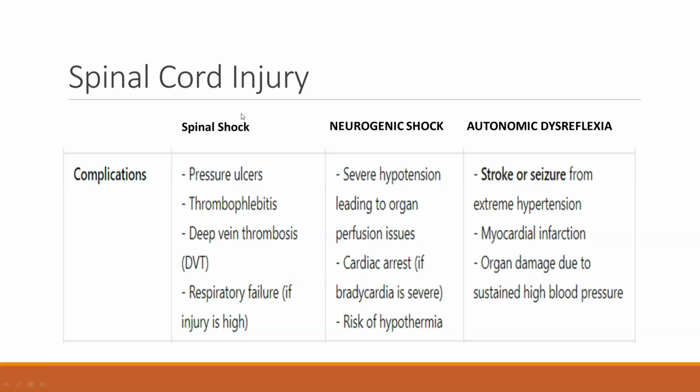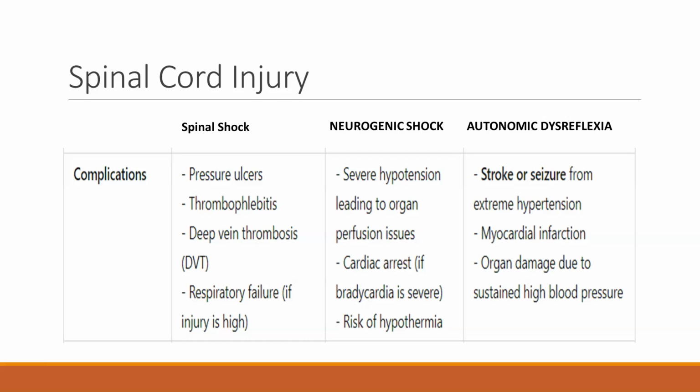So here I wanted to go through and just break down the various differences between spinal shock, neurogenic shock, and autonomic dysreflexia. Complications: for spinal shock, pressure ulcers, thrombophlebitis, DVTs, respiratory issues. Now you get into the bad words. Neurogenic shock is severe hypotension. That's going to lead to MODS, multi-organ dysfunction syndrome. And because it's a perfusion issue, obviously, it can lead to dysrhythmias, specifically cardiac arrest.